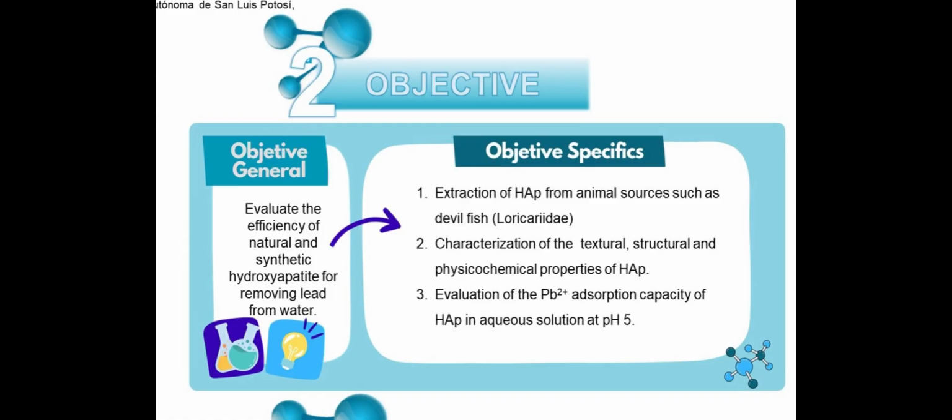In this work, we focused on obtaining hydroxyapatite from the bones of the plecostomus fish, Loricariidae, an invasive species that severely affects aquatic ecosystems in Mexico. This approach not only adds value to a biological waste, but also contributes to the circular economy and the achievement of the Sustainable Development Goals, SDGs, especially SDG 15 on ecosystem protection, SDG 12 on responsible production and consumption, and SDG 6, which aims to ensure clean water and sanitation.